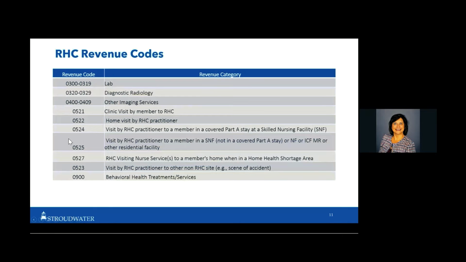So these are the typical revenue codes that you are going to see on RHC claims. On that UB form that goes with that RHC claim, you will see these revenue codes. And that's what Medicare uses to help identify that it will be covered under that all-inclusive rate.